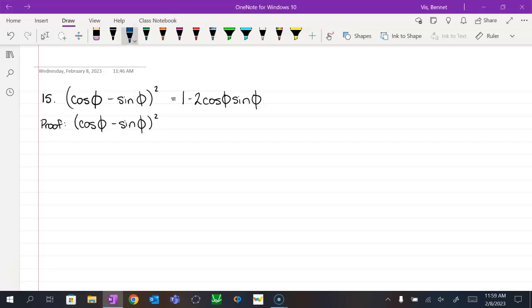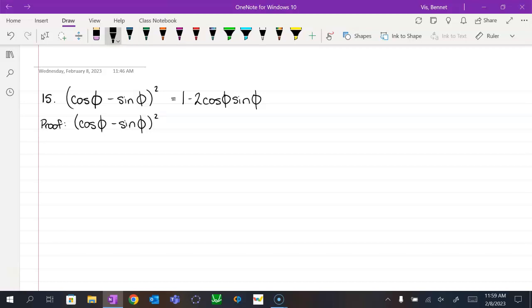Right, question 15 here says change cosine of phi minus the sine of phi all squared into 1 minus 2 times the cosine of phi times the sine of phi. That's that Greek letter phi, by the way. So I started off writing proof and restate that left side. And I'm going to do that thing that it actually says to do. I see that squared up here, so I'm actually going to square this.